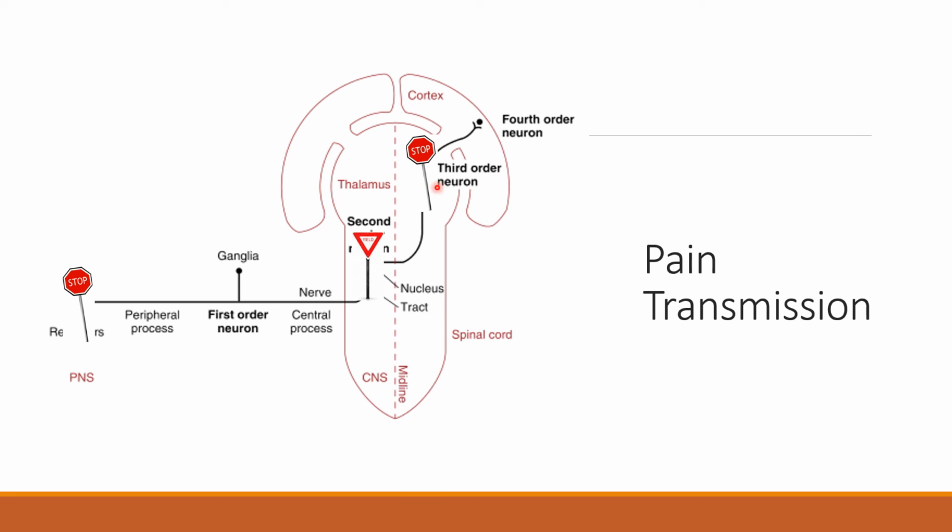Or we can block pain at the third order neuron by using the body's natural endogenous opioids, or the body's natural painkillers in the brain to decrease that sensation of pain, or perception of pain as well. So we'll be looking at all of this when we look at clinical management of pain later.